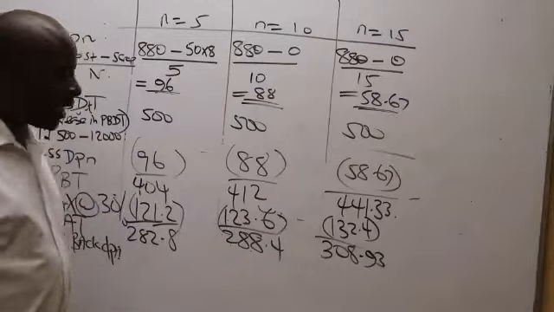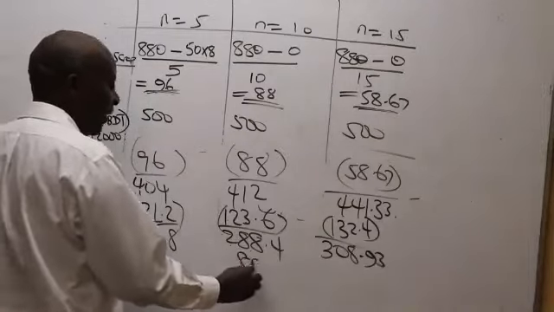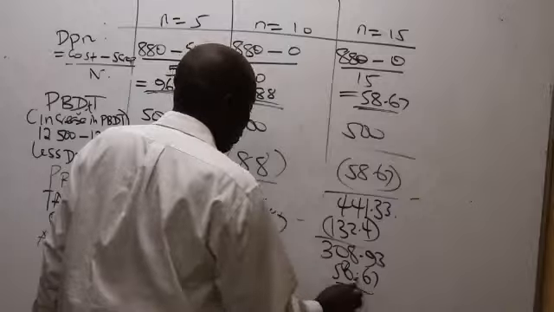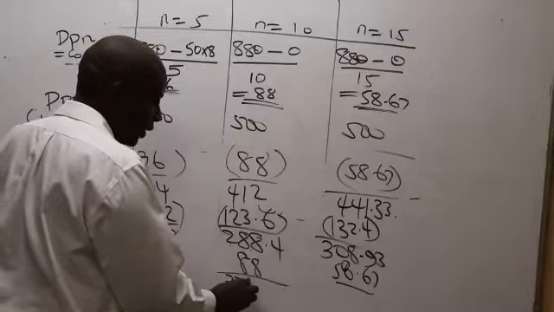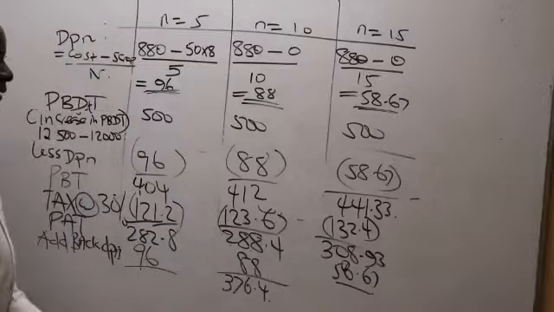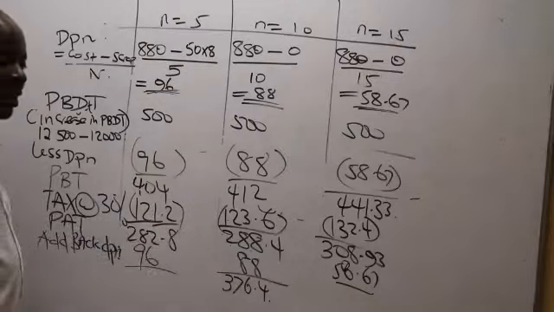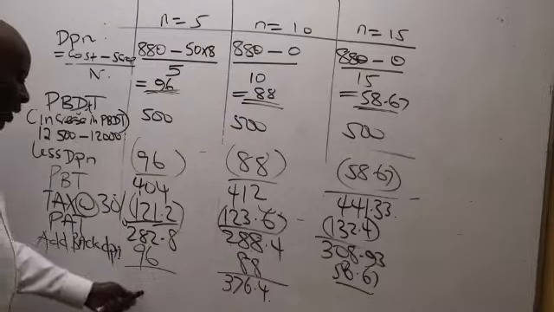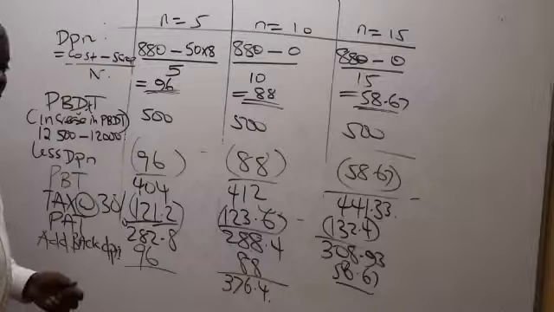Oh, I know what he's saying. He has already gone to the cash flows. So this is the depreciation 96. So we have here 88. We have here 58.67. What Abayo is telling us so confidently is that the cash flow here should be 376.4. Thank you so much. The second last one there should be 376.4. So I'm waiting for other students to give me these other figures.